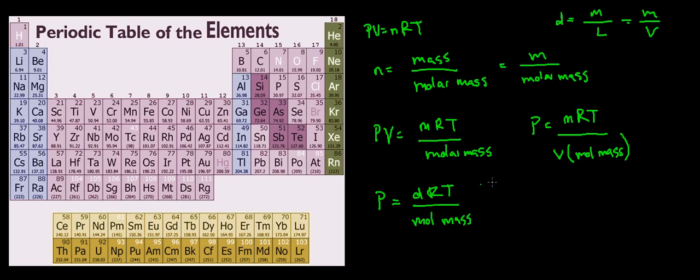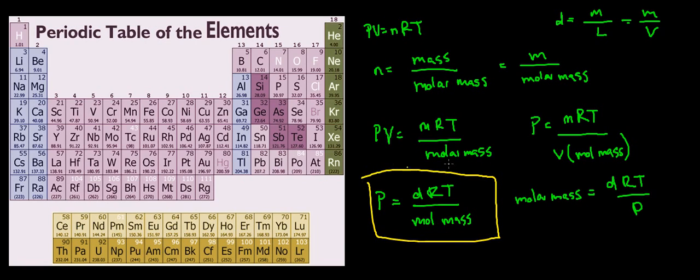And sometimes I'll see this written as molar mass is equal to dRT over P. It doesn't really matter what form it's in. The whole point is to know the substitution, because in many different equations, this sort of density substitution or something similar will be able to be made.